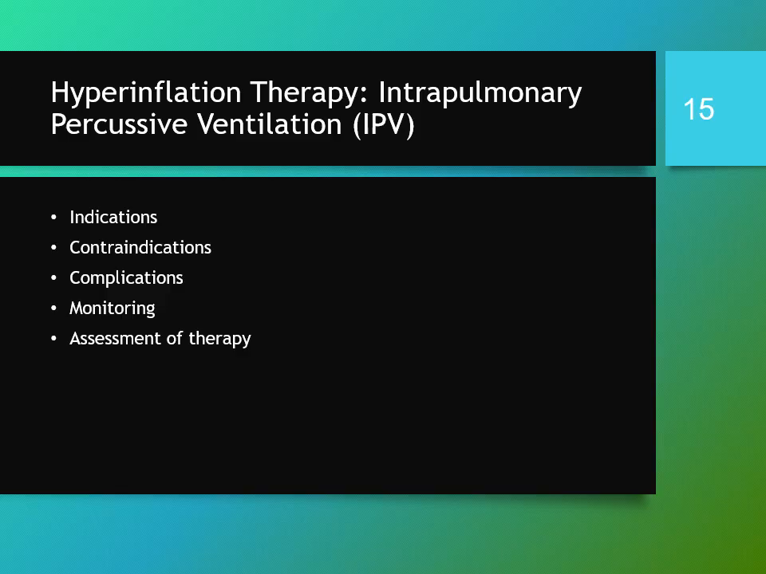So IPV, intrapulmonary percussive ventilation, is designed to treat both active pulmonary disease and prevent development of disease caused by secretions getting stuck in the airways.